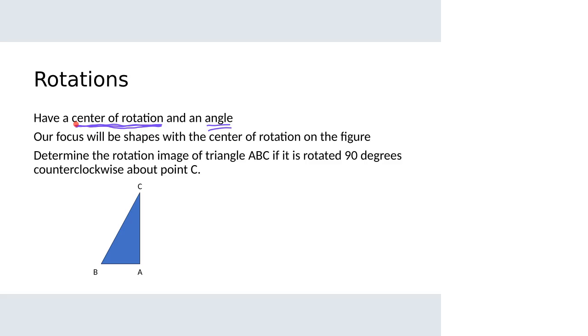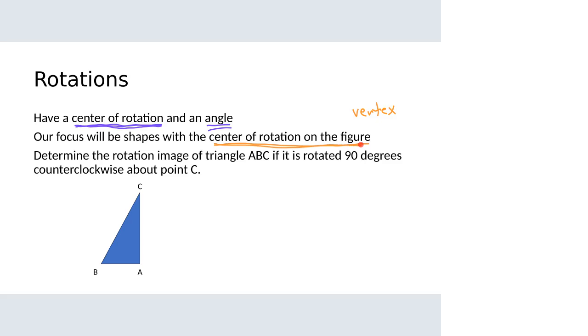Occasionally, you're going to see some problems where the center of rotation is not on the figure, but the majority of the problems we work on in our class are going to be on shapes where the center of rotation is actually on the figure. It's one of the vertices. The center of rotation is going to be one of the vertices, and we're going to rotate around that. Sometimes, and you'll see it today before we finish, the center of rotation is not on the figure. But the problems we're going to be primarily concerned with, the center of rotation will be one of the vertices of the figure. Here's an example.